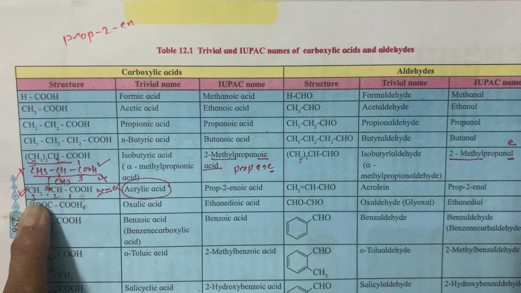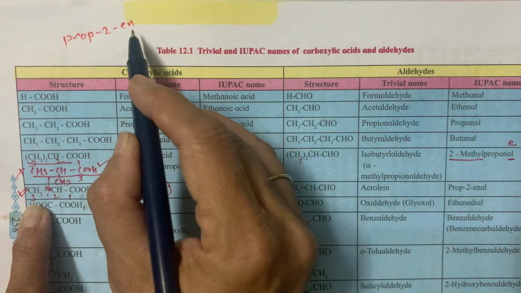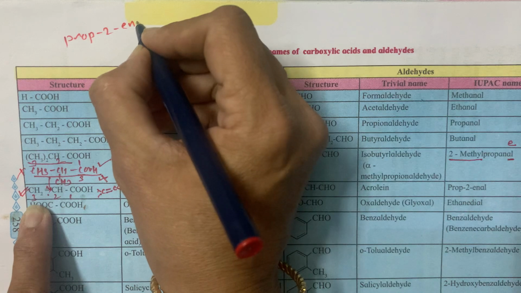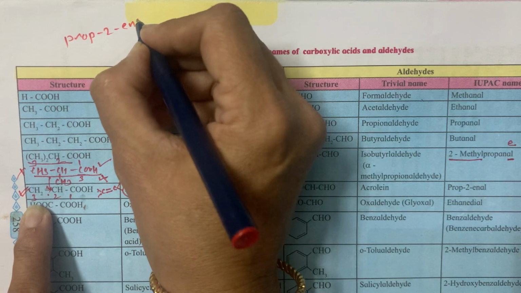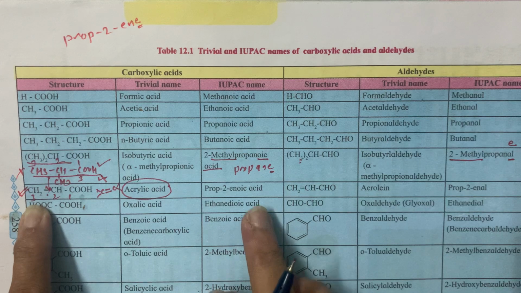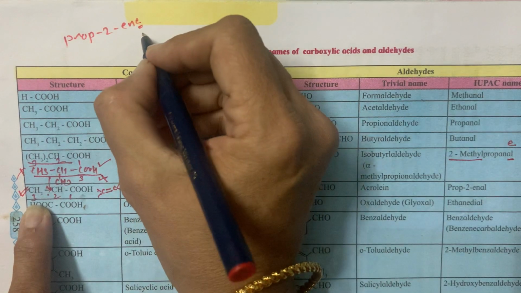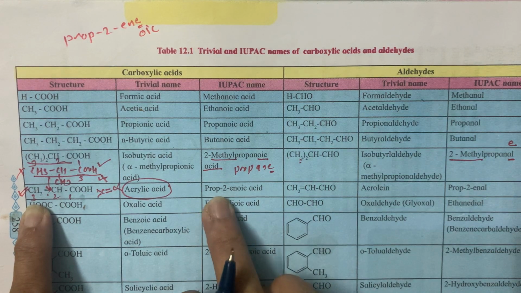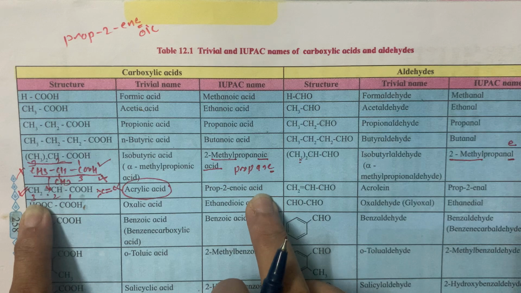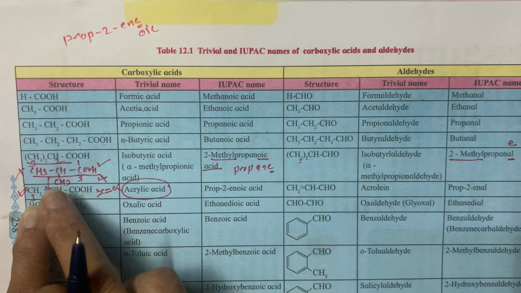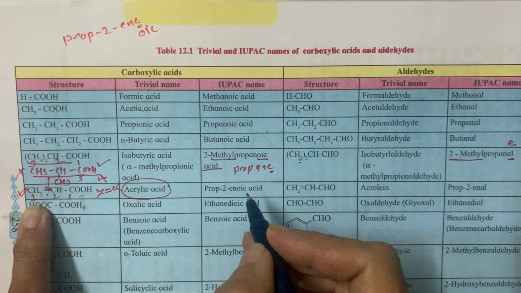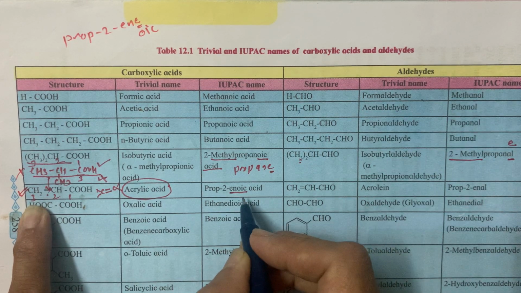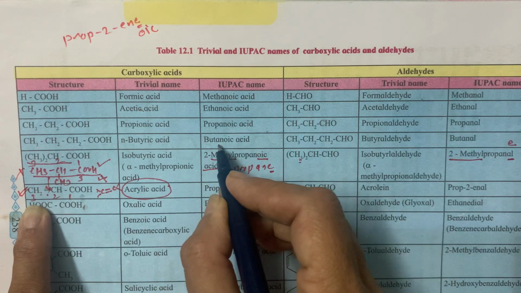So now what will be the next thing? Propene. Now this propene, E we are going to write over here, and then this ending E is replaced by OIC. So now this is prop-2-enoic acid. Means when carboxylic acid functional group with double bond, then the ending is enoic. Okay, this is enoic. Here it is anoic.